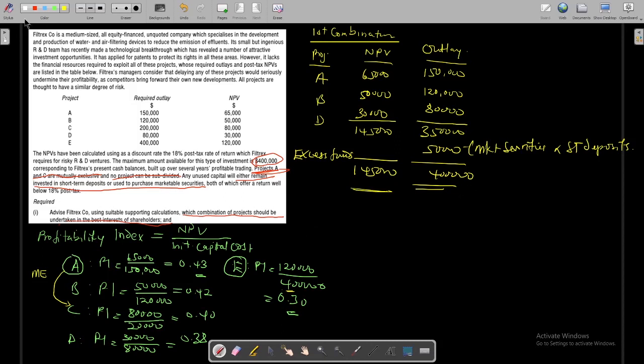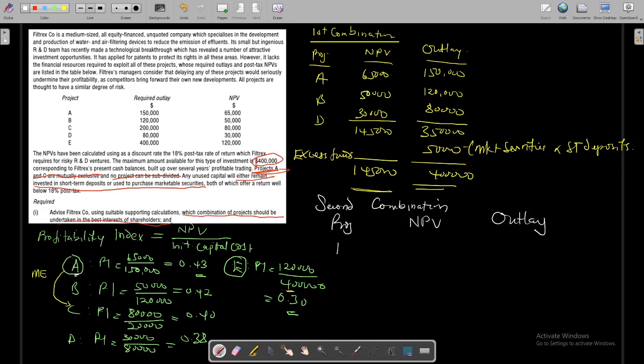Let's look at the second combination. So the same projects, the NPVs and the outlay. Now we are not going to start all over. We are now going to go through the schedule again. So the best one to start is what? A. But when you look at the first combination, we have already selected A. Therefore we cannot select A again, okay, because we have combined different projects in a different sequence.